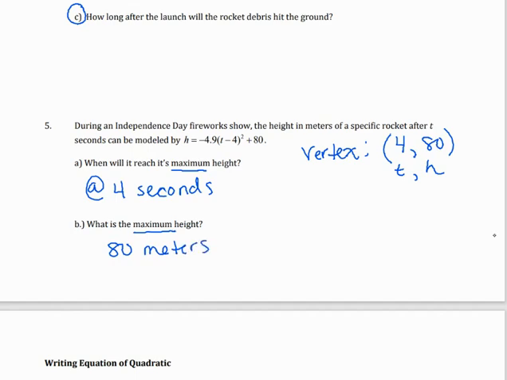So the point of this question is to show you how nice vertex form is to being able to find your vertex and maximums. Whereas in the problem above, we were in standard form, so it requires more work.